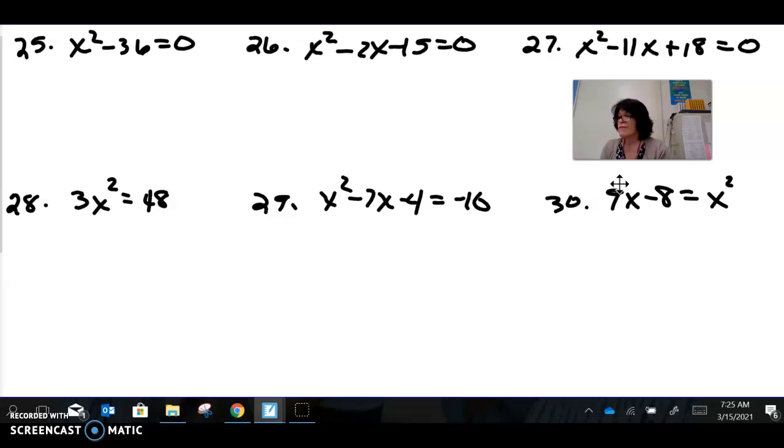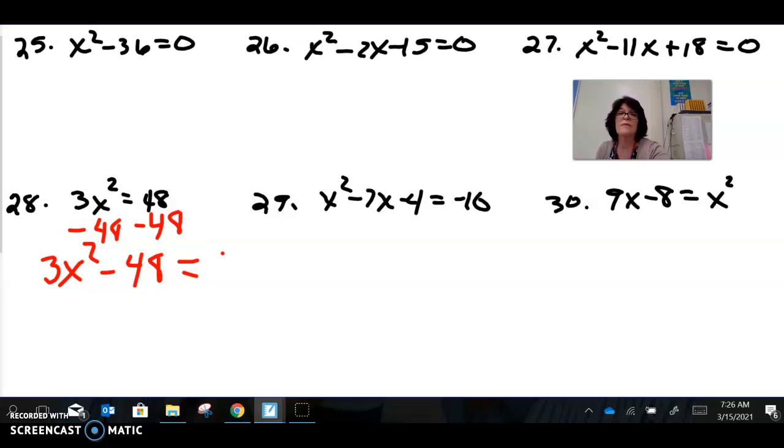I want you to look at number 28. Uh-oh, I don't have equals 0. That's okay, guys. What we're going to do is always make it equal 0. Okay, I'm going to set up these last three, 28, 29, and 30. I'm going to subtract 48 over here so that I have 3x squared minus 48 equals 0. Okay, I want it to look like all the rest.